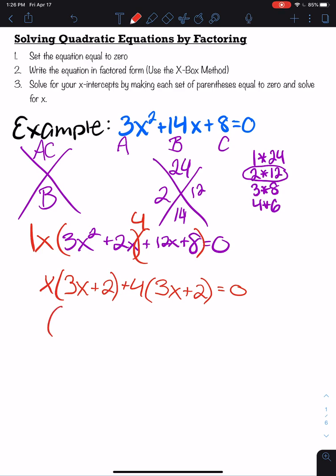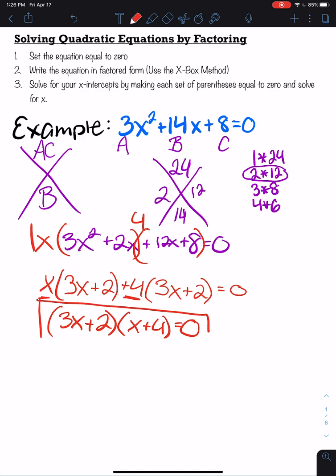So next, I want to write it as my two inside terms, which is what I have inside the parentheses, so 3x plus 2, and my two outside terms, what I factored out, my x and my positive 4. And all along, this is still equal to 0. So this right here is my factored form.